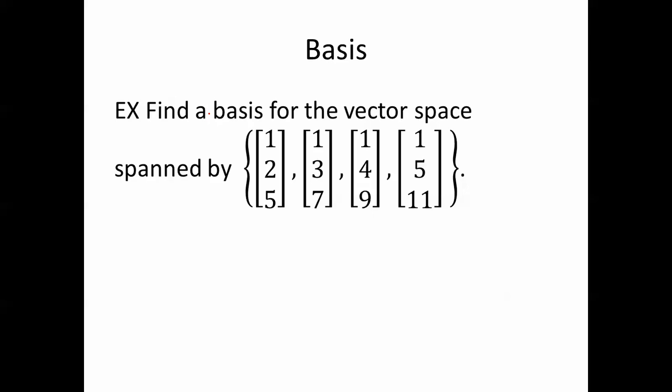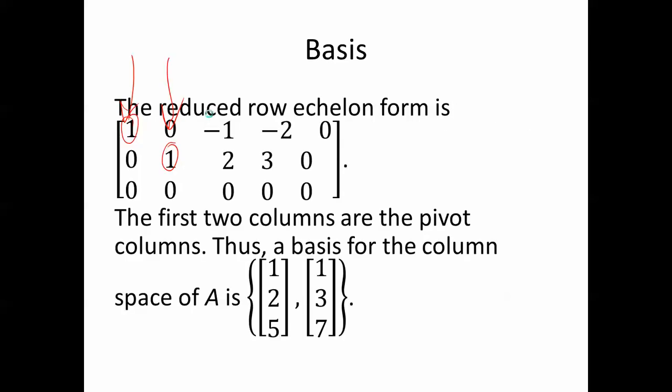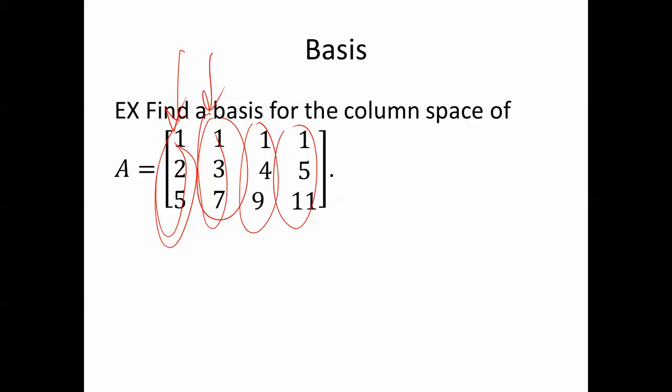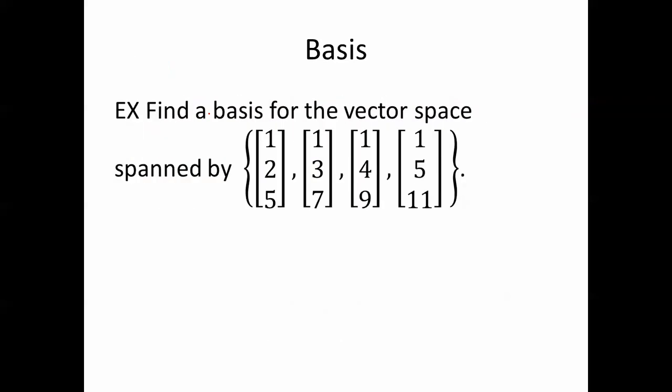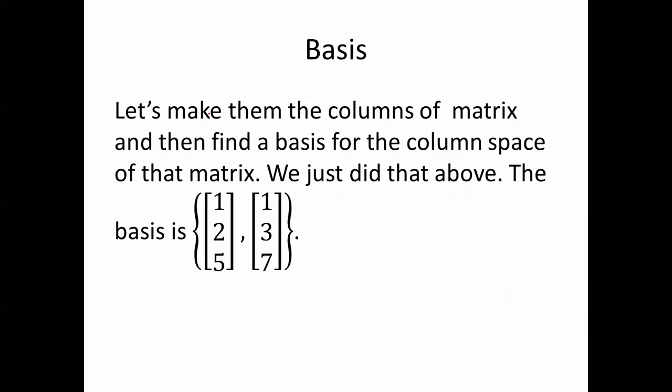Find a basis for the vector space spanned by this. Okay, this is the problem we saw just a moment ago. It's a basis for the column space of this matrix. So we make the columns of the matrix and find a basis for the column space. We just did that above. The basis is 1, 2, 5, 1, 3, 7. Same problem.